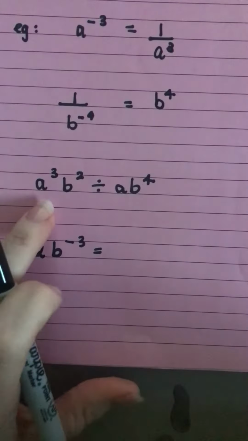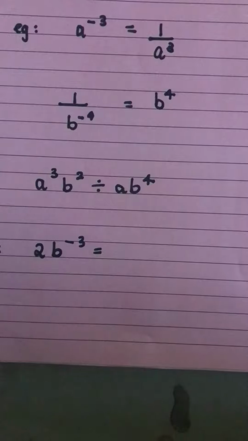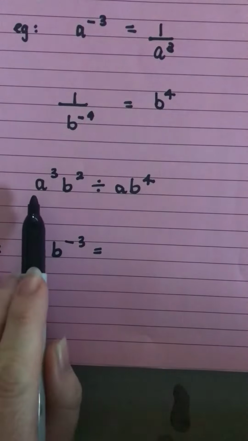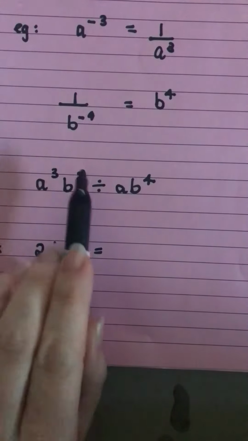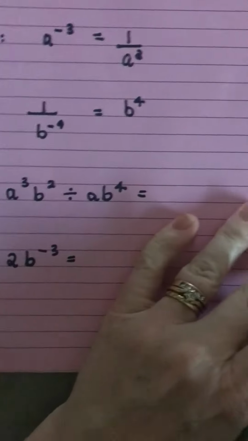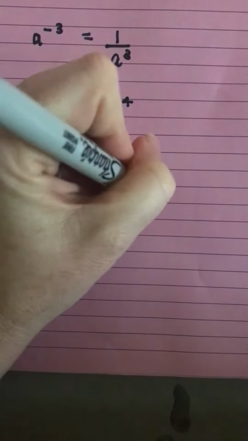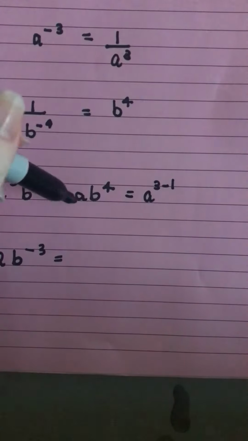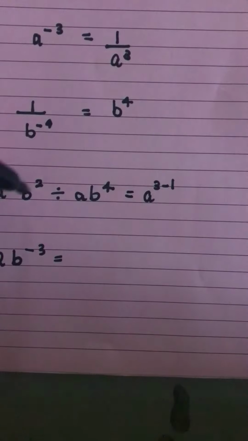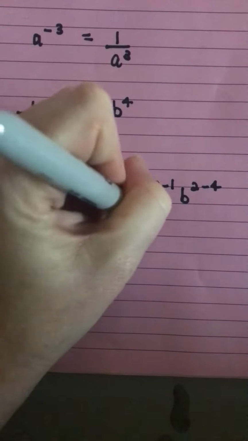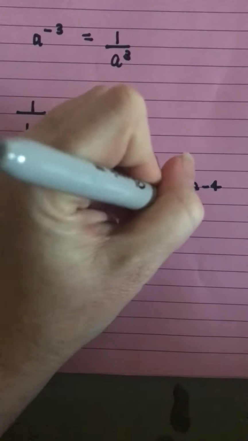In the next one, we've got a situation that you might have where you have to do some work with negatives. So we've got a to the power of 3, b to the power of 2 divided by a b to the power of 4. So I'm going to first work with my a. So I've got a to the 3 and I'm dividing, so I'm taking away 1 there because a is just a to the power of 1. Then here I've got b to the power of 2 and I'm taking away 4. This gives me a to the 2, b to the negative 2.